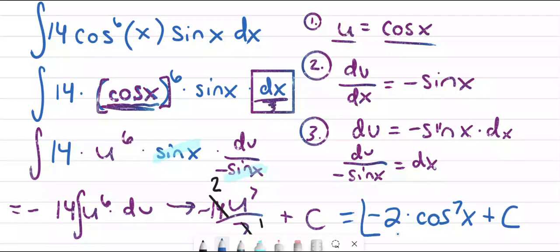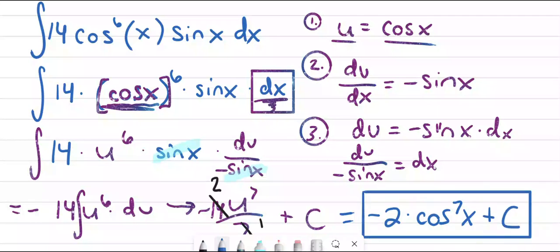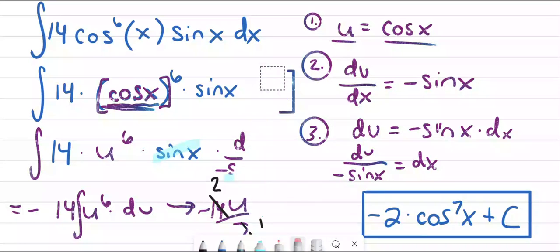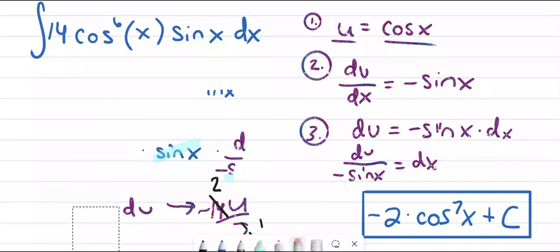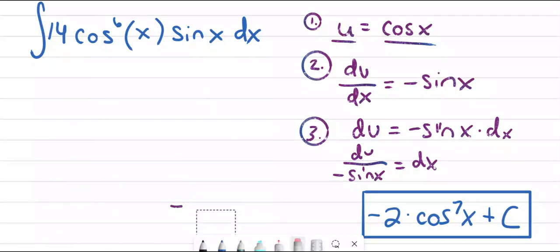And if you also want to double check at the end, you could take this negative 2 cosine to the 7th of x. Notice how that would be a chain rule, derivative of the inside times derivative of the outside. Maybe because we're new to this, let's just do it just for fun. You could check and see if the derivative of that actually ends up being what you started with. I'll erase to make myself some space here.